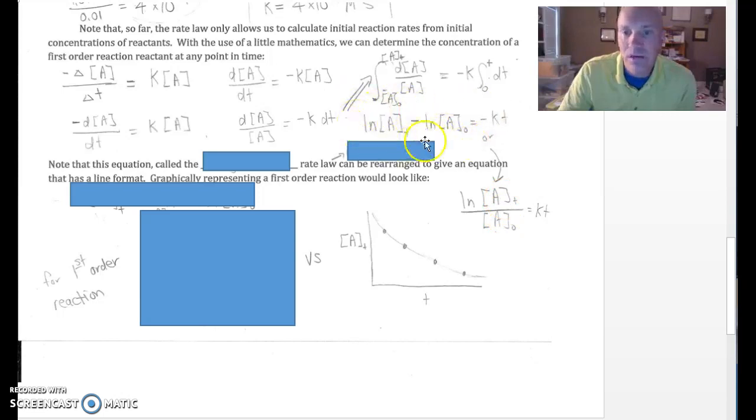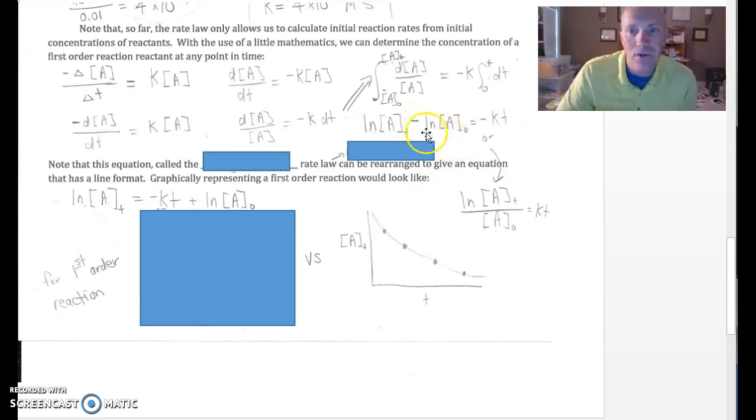But this one right here is the one that we're going to focus on, because we can take this and rearrange it. What I'm going to do is move the ln of A0 over to the other side. So that gives me this expression right here. The natural log of the concentration of A at some time is equal to negative kt plus ln of A0, and again, this is the original concentration.